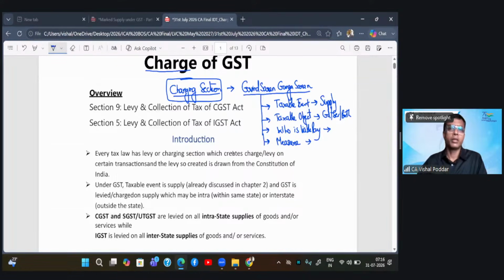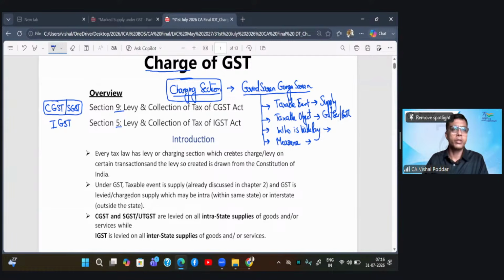So these are the 4 important requirements which, when satisfied, can only lead to taxability. Now in GST, CGST and the parallel state SGST, in these acts, section 9 is the charging section, and in case of the IGST, Section 5 is the charging section.